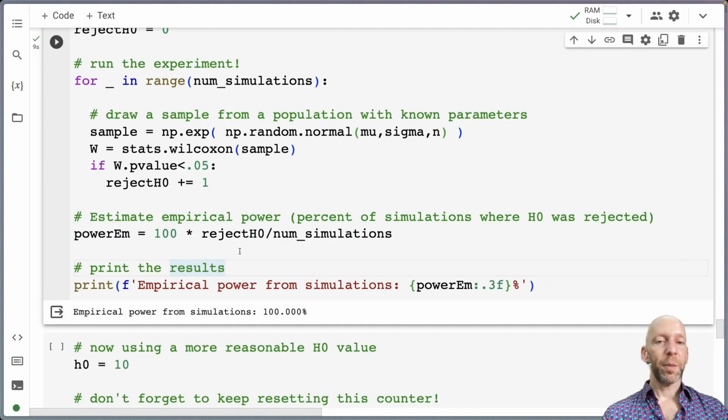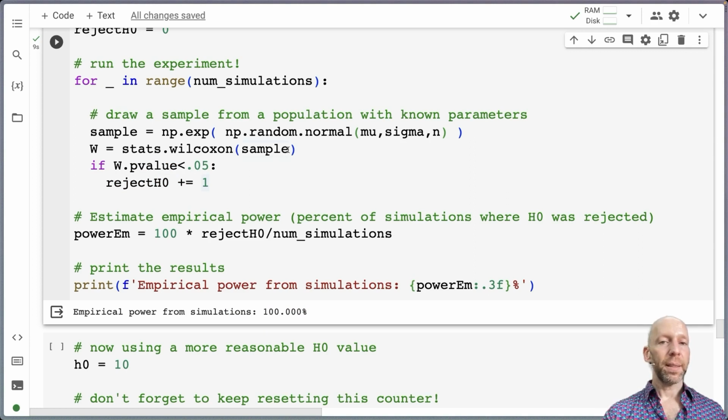We find in this experiment that the empirical power from these simulated data is 100%. Literally, every single time that we simulated the data, we got a statistically significant outcome of the Wilcoxon test, which means every single time we rejected the null hypothesis. Now, why does it have to be that result? Why can we not trust any result other than 100%?